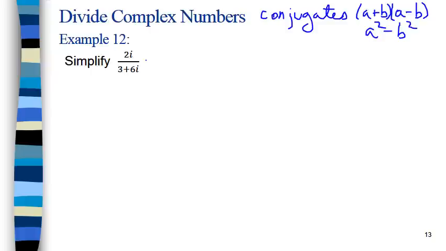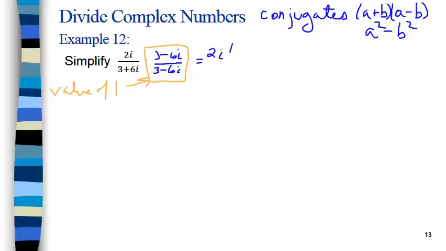So if I multiply both the numerator and denominator by the conjugate of the denominator, so 3 minus 6i divided by 3 minus 6i, I'm multiplying by a value of 1. It's the same thing over itself, and I'll get rid of the i in the denominator because I end up with 2i times (3 minus 6i) over (3 plus 6i) times (3 minus 6i).